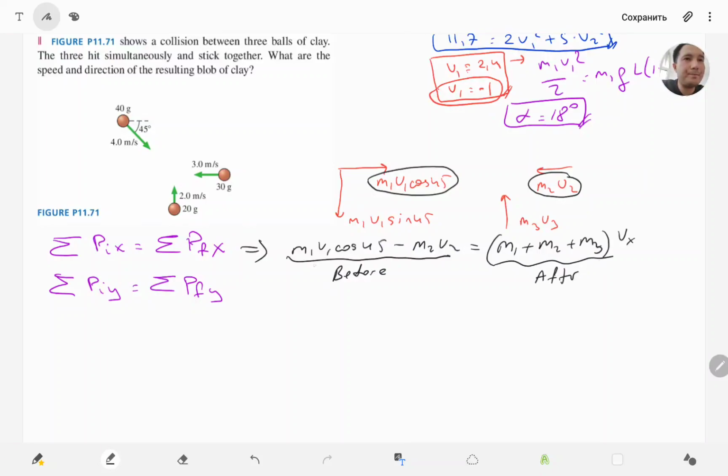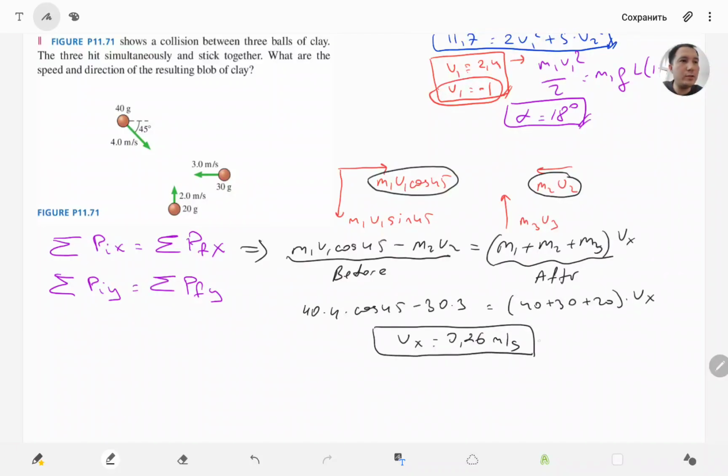So now let's solve it quickly. m1 is 40, velocity 4, cosine 45, minus 30 times 3 equals total mass 40 plus 30 plus 20 times Vx. So from here Vx equals 40 times 4 times cosine 45 minus 90, divided by total mass 90 gram. Everywhere 90, so I will not convert it into kilograms. So velocity in x direction equals approximately 0.26 meter per second. As you see, velocity is positive, so it means it will be moving to the right. In x component, velocity will be directed to the right because we have a positive number.